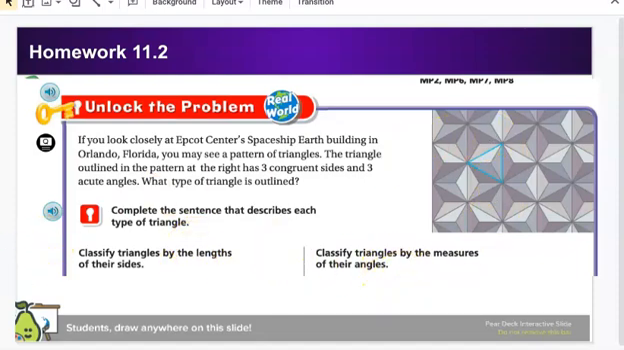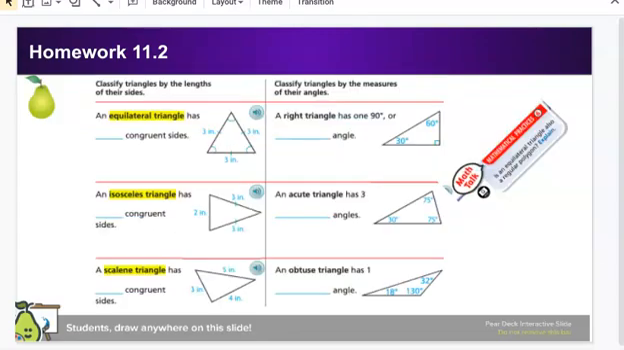All right, so how do we know the different kinds of angles? So here we go. We have equilateral, isosceles, scalene, right, acute, and obtuse.